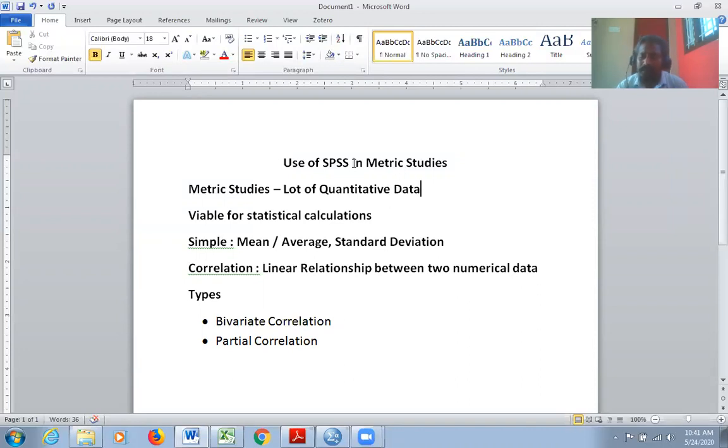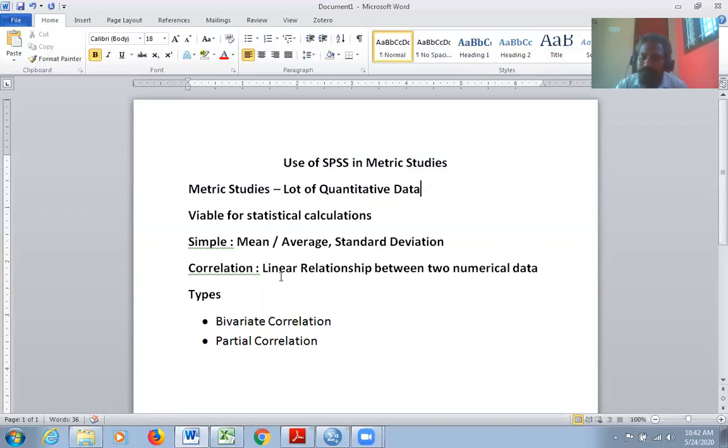And when you want to study the linear relationship of these two numerical variables, we can conduct correlation. Fine. See, what is linear relationship? It says that when one variable increases, the other variable also increases. When one variable decreases, the other variable also decreases. This is a kind of linear relationship. It is a positive correlation. In the other way, when one variable is increasing, the other variable is decreasing. So that is also a linear relationship, but that is a negative correlation. So this kind of positive or negative correlation existing between two numerical sets of data can be analyzed using correlation.